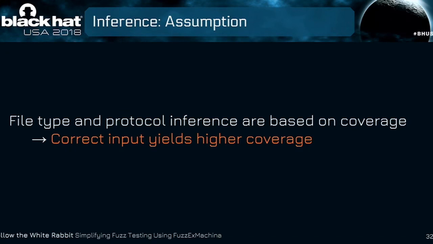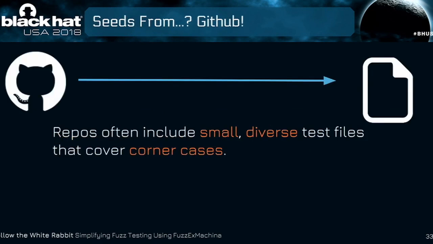So to identify this, the algorithm we employ is based on coverage, and we do this under the assumption that the right file type yields higher coverage. All right, but before we can implement this, we need to acquire a set of sample seed files. We decided to crawl GitHub for that. And we did this because often developers include small test files in their repositories. So say you want to develop a JPEG parser, then you would include a JPEG file in your GitHub repository to do better unit tests.